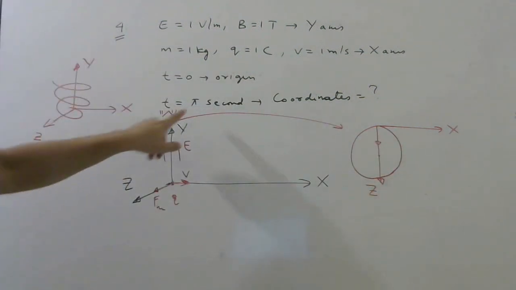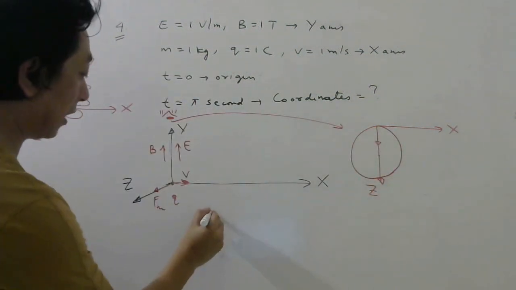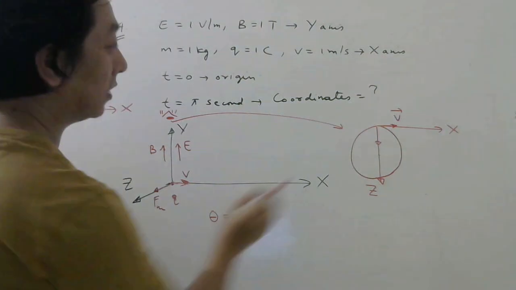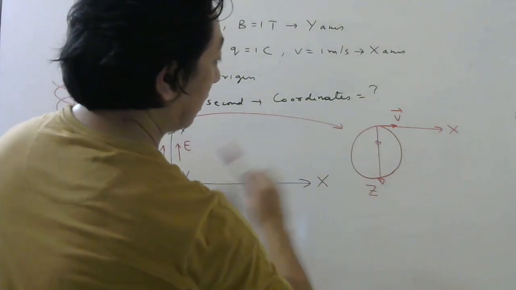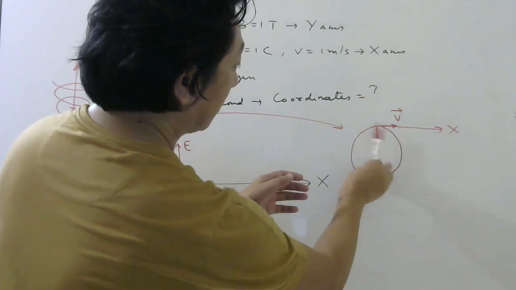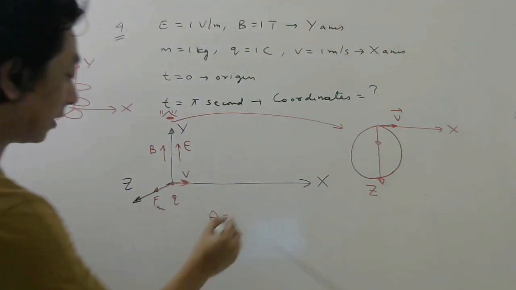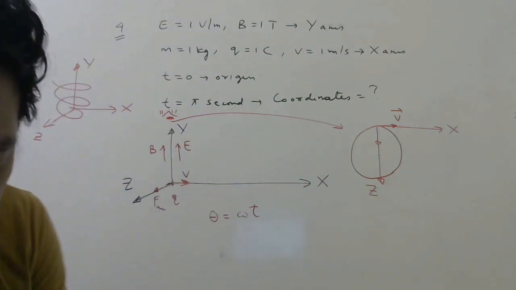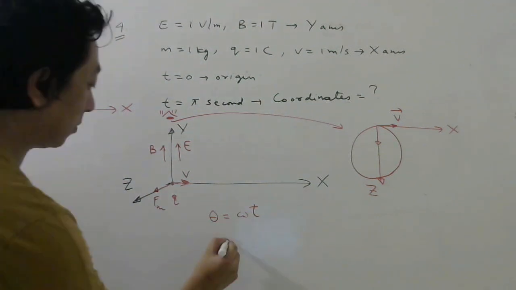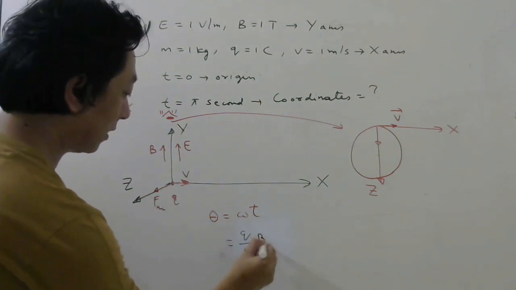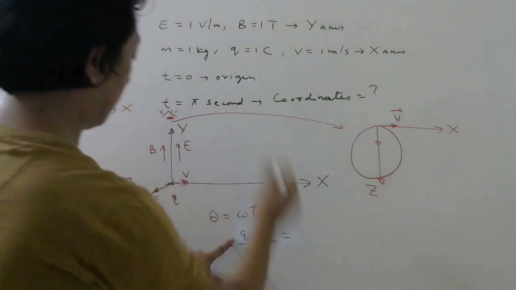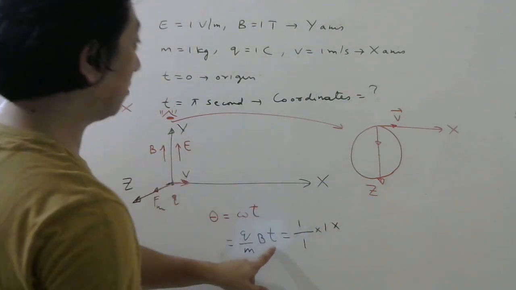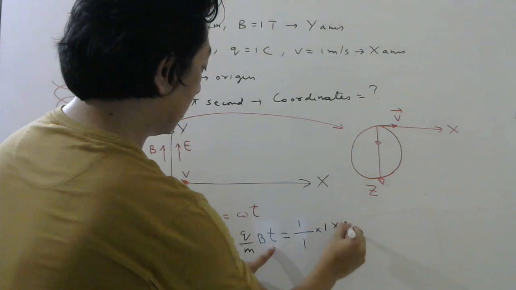Understood? Okay. Now after pi seconds, let us calculate how much angle it will move, how much angle the radius has turned. This was the initial velocity, so this was the radius. As the particle comes like this, how much angle it turns? To find the angle, apply the same technique I did in the second question: omega into t. So let us calculate omega. Omega is q by m times B. What is q? 1. What is mass? 1. What is magnetic field? That is also 1. What is the time taken? Time taken is pi seconds. So omega t is pi.